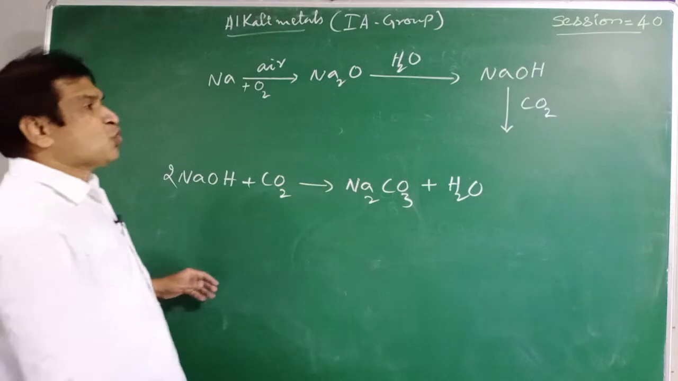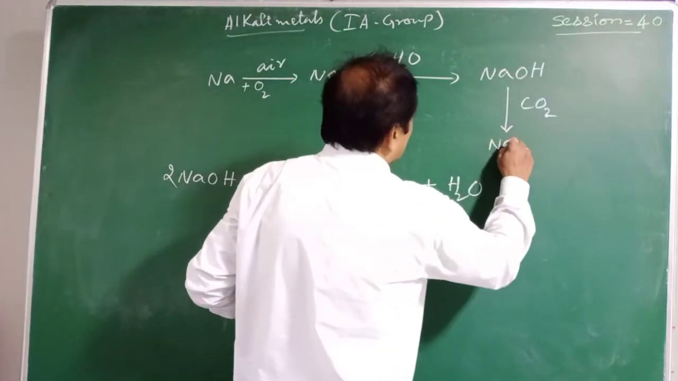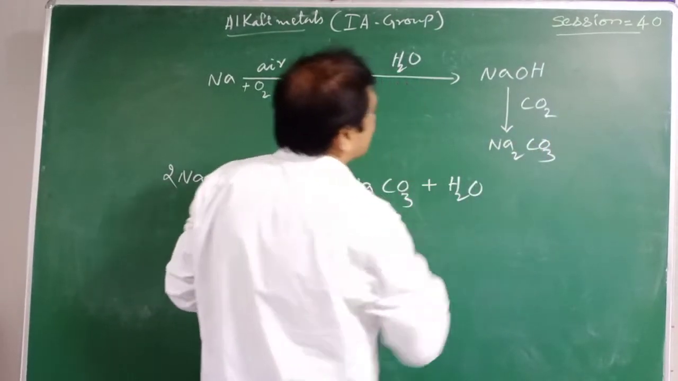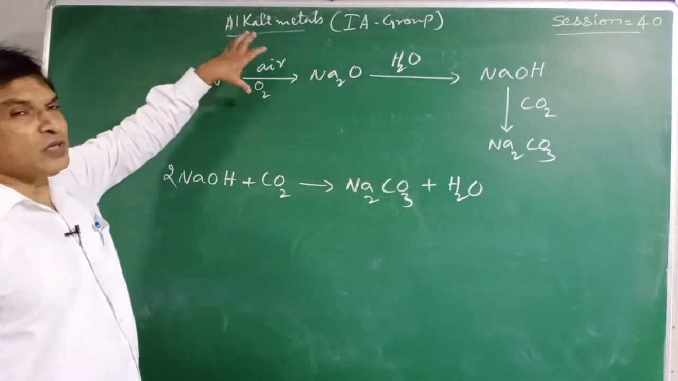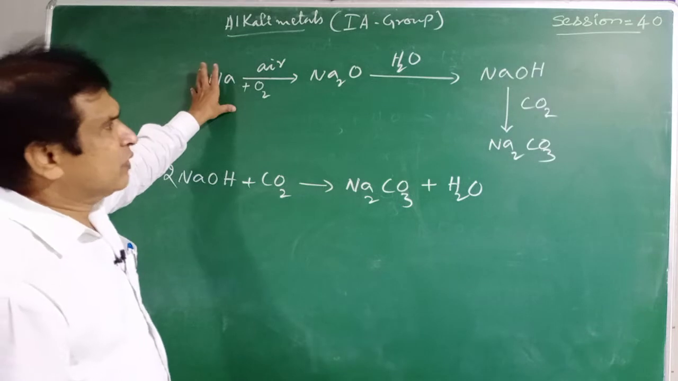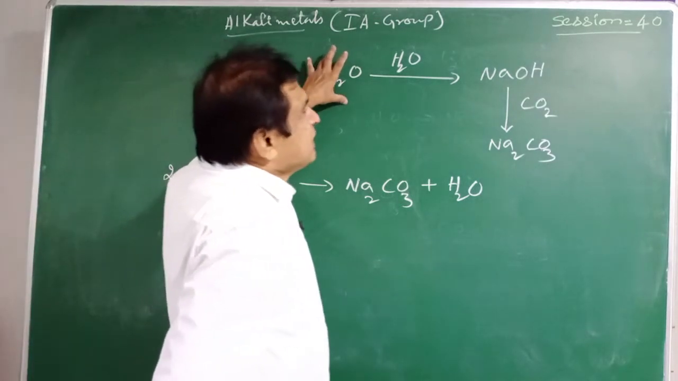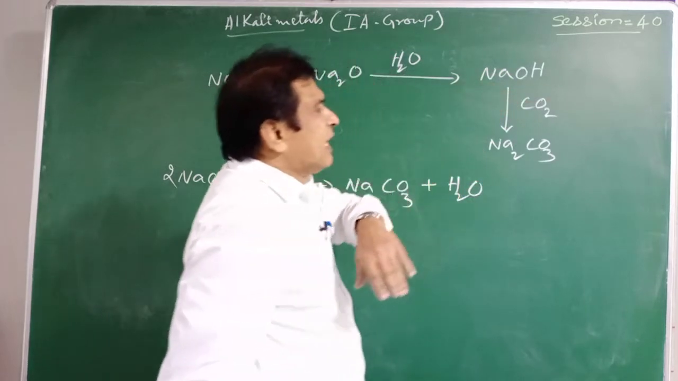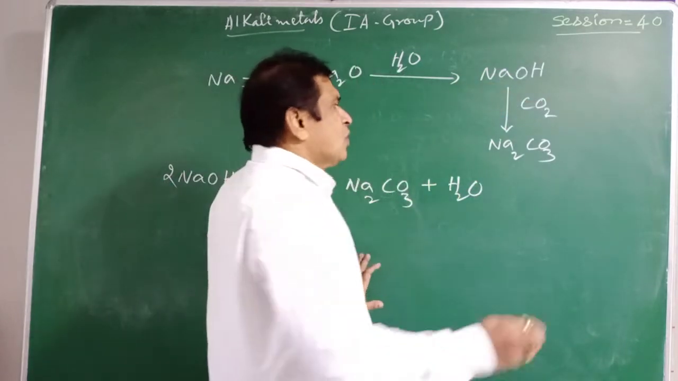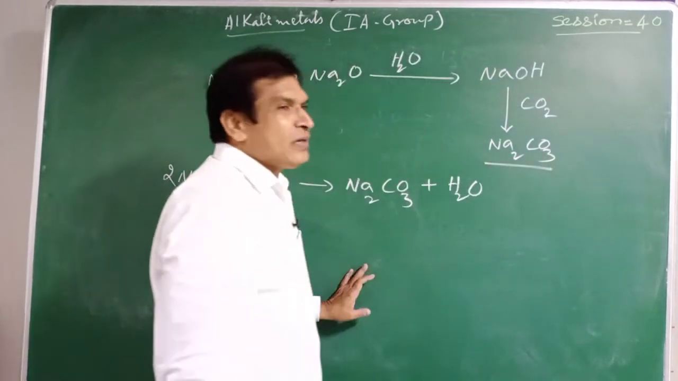Okay, it forms sodium carbonate, Na2CO3. That is the reaction. So what happens when sodium metal is exposed to air for a long time? First it is converted to oxide, then it is converted to hydroxide, then by absorbing carbon dioxide gas it is finally converted into sodium carbonate. That is one important reaction.